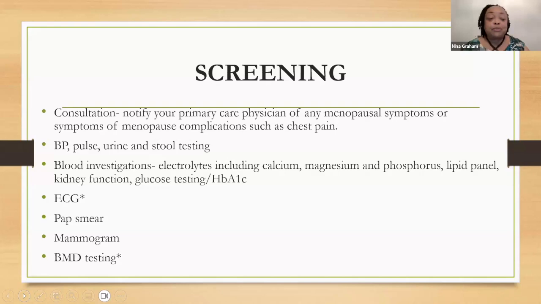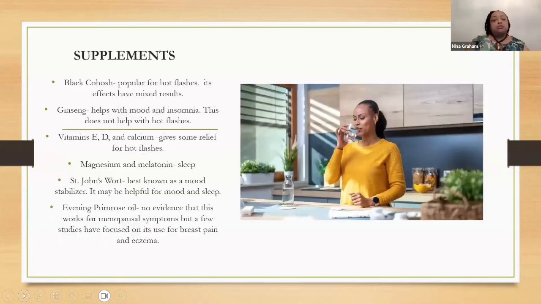Your mammogram, those are important. But what is density testing? A lot of women don't. And if you need to supplement with anything to help decrease the risk of fractures.